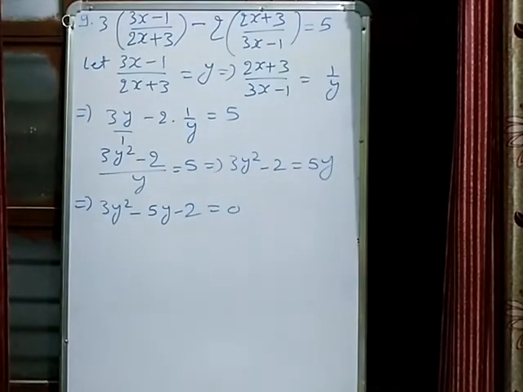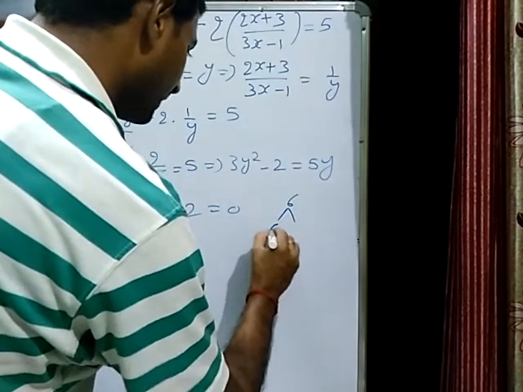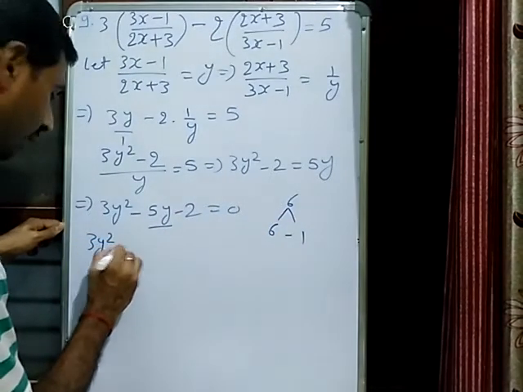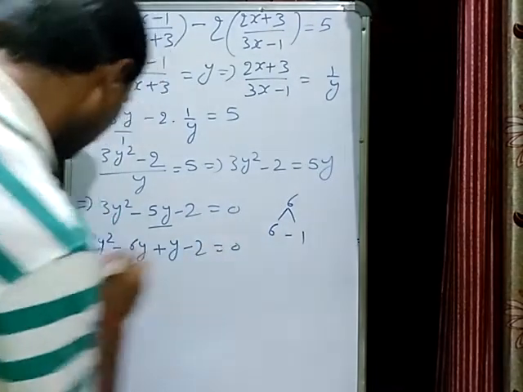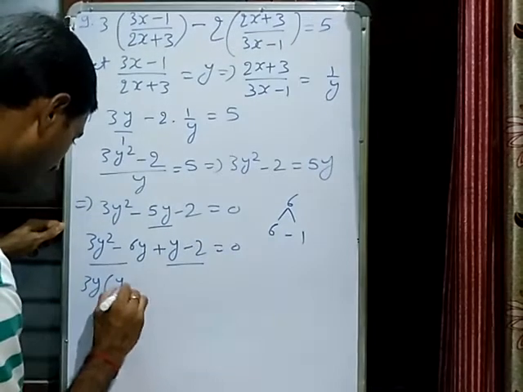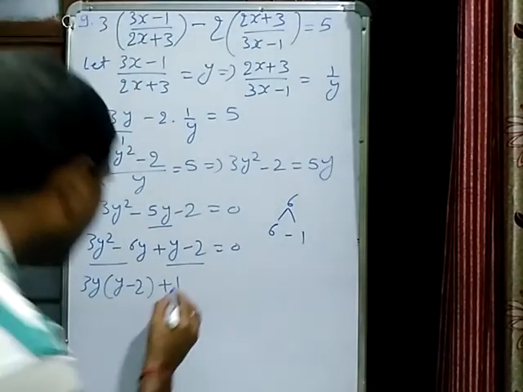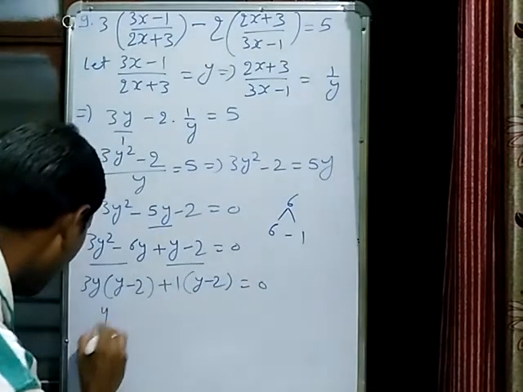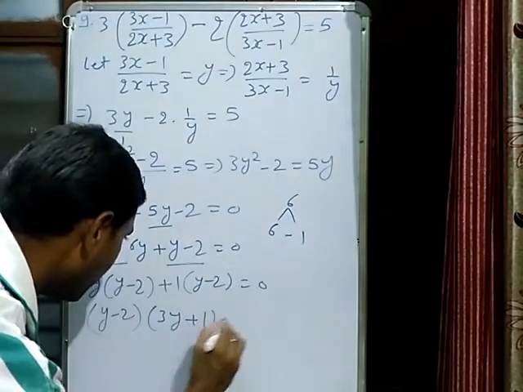If you want to solve by the factorization method, take 3 times minus 2, which is minus 6, and factors of 6 that give 5 are 6 minus 1. So in place of 5y, now look, there is a minus, so we will put minus 6y plus y minus 2 is equal to 0. Now the first two and the last two: what is common in the first two? 3y. So what remains is y minus 2, plus 1 common, right? Here also y minus 2 is equal to 0. If y minus 2 is common, then here 3y plus 1 is equal to 0.